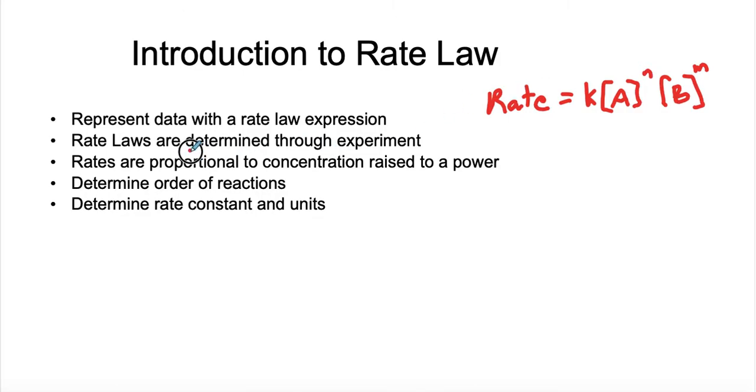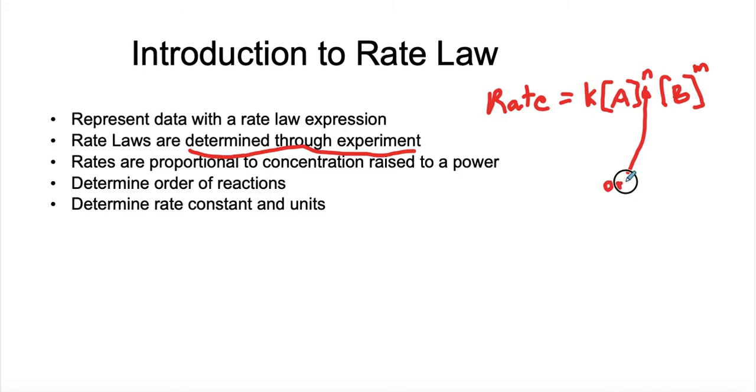Rate laws are determined through experiment, and often you'll be given a table of the concentration of A, the concentration of B, and the rate. Then you have to use logic to figure out what power A is raised to and what power B is raised to. The rate is proportional to concentration raised to a power. That power is the order of the reaction. So those n's and m's are representing order.